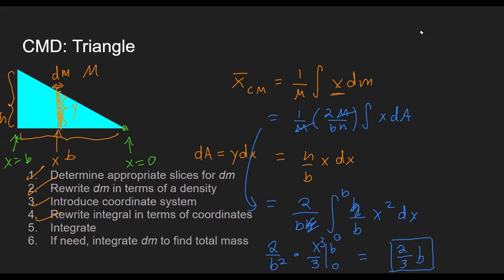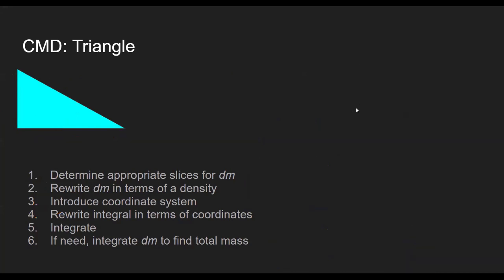So let's quickly ask ourselves, does this answer 2/3 b make sense? Well, x equals 0 is at this edge of the rod right here. x equals b is at this edge. We do expect our center of mass to be closer to the taller part of the triangle because there's more mass present there. And so intuitively, our solution does make sense. So let's move on and look at a second problem.